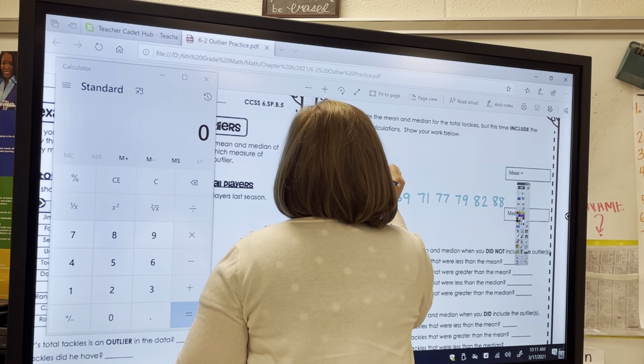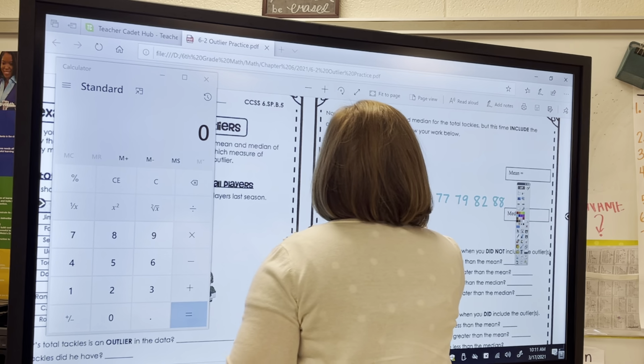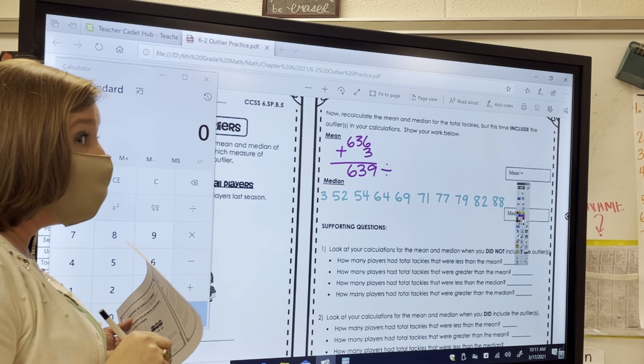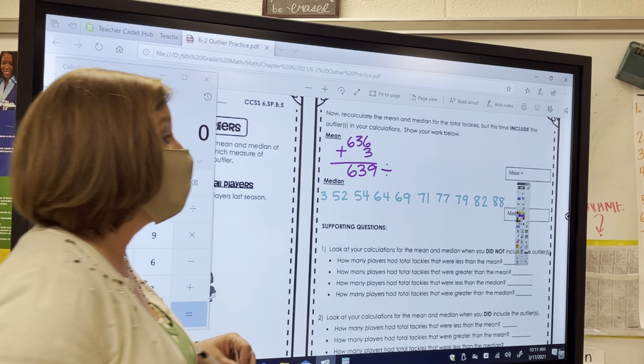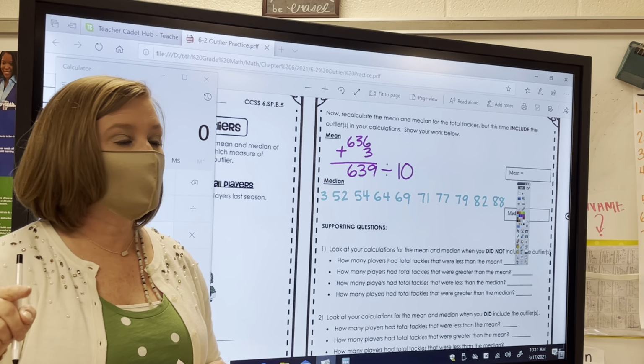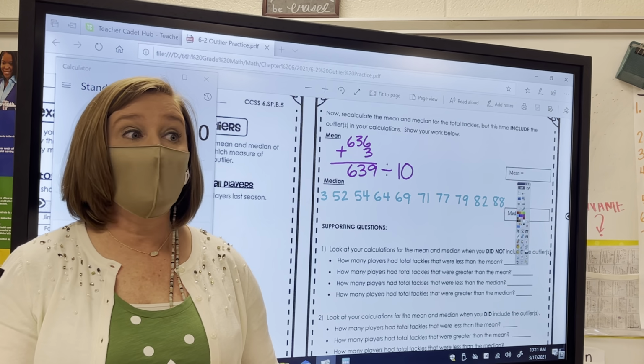639. We didn't even need a calculator for that, did we? Now we're going to divide by our number of numbers. How many numbers do we have now? We had 9 before, so how many do we have now? 10. Now look at me. You better not type this into a calculator. You best not. We've already talked about this.